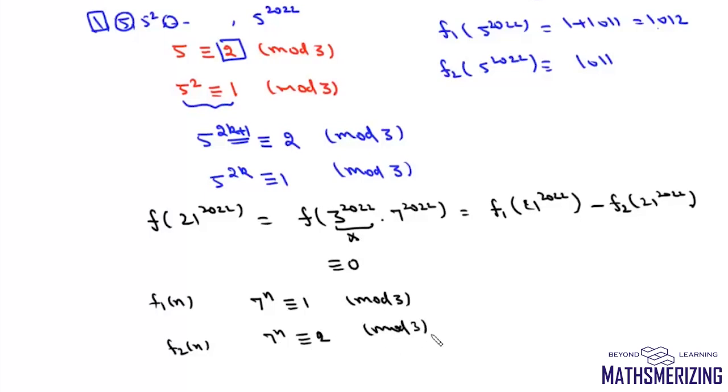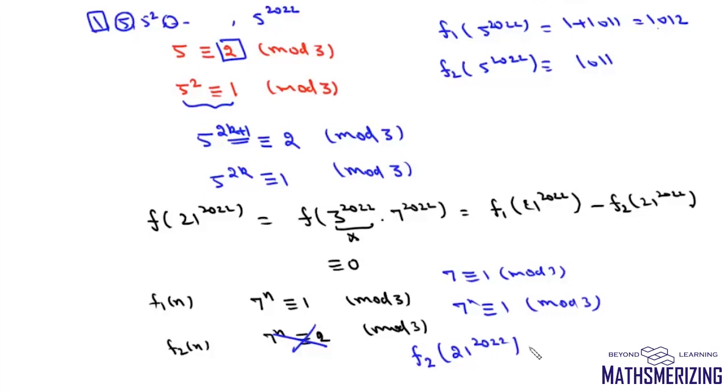But if we look at 7, then 7 is 1 modulo 3. That means any power of 7 will always be congruent to 1 modulo 3. So in this case, there will be no f2 terms, so this case is not possible. So for this, the value of f2(21^2022) will always be 0.